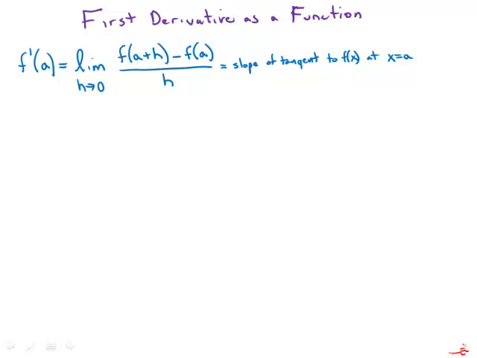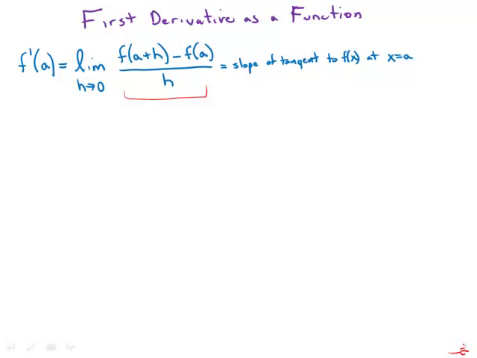And of course, this ratio actually comes from taking a secant line and then taking the limit as the 2 points on the secant line get closer and closer. And of course, the limit of the secant line is a tangent line. Now we're going to reconceptualize this ever so slightly.